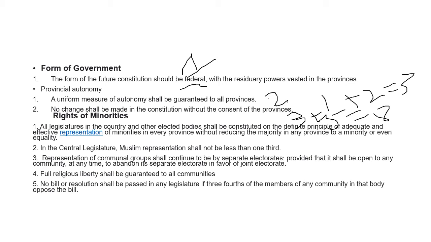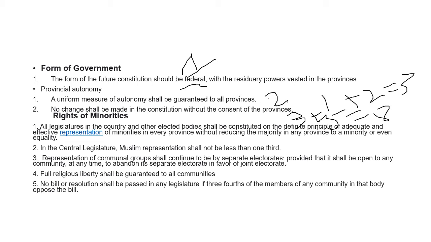Regarding rights of minorities, he said that all legislatures in the country and other elected bodies shall be constituted on the definite principles of adequate and effective representation of minorities in every province, without reducing the majority in any province to a minority or even equality. And he demanded that in the central legislature, Muslim representation shall not be less than one third, and that the representation of communal groups shall continue to be by separate electorate, provided that it shall be open to any community at any time to abandon its separate electorate in favor of joint electorate. That is, in the central legislature Muslim representation should not be less than one third, and the separate communal electorate should continue.